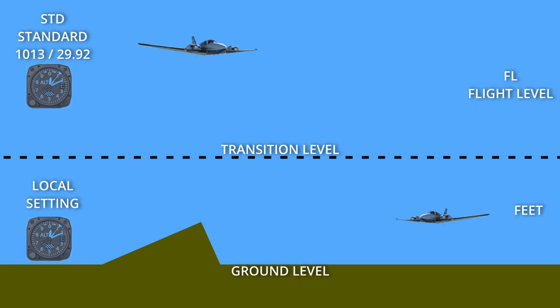Generally speaking, altitudes below the transition level are given to you in feet, so it's 3,000 feet, 6,000 feet and so on. Altitudes above the transition level are referred to as flight levels. So for example, if we're flying in the States, we'd be instructed to climb to say 7,000 feet, whereas if we're in the UK, we'd be instructed to climb to flight level 70. Most aviation charts and maps will clearly indicate the transition level applicable.